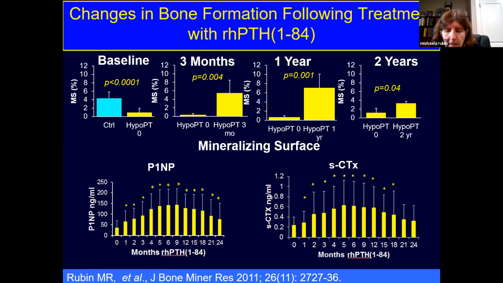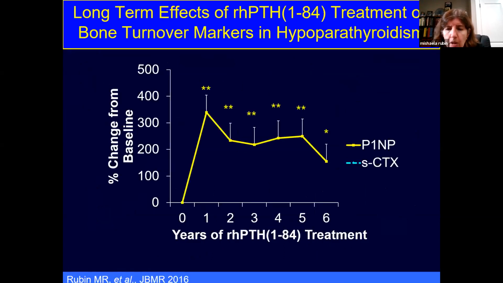And then all this activation seems to slow down and fall off, but not go back to as low as it was in the beginning. So here's the bone building marker for the osteoblast, P1NP, shooting up at 1 year and then starting to come back down, but not falling to the abnormally low levels that it was before PTH treatment. And a similar pattern with the bone resorption marker CTX for the bone chewing cells.